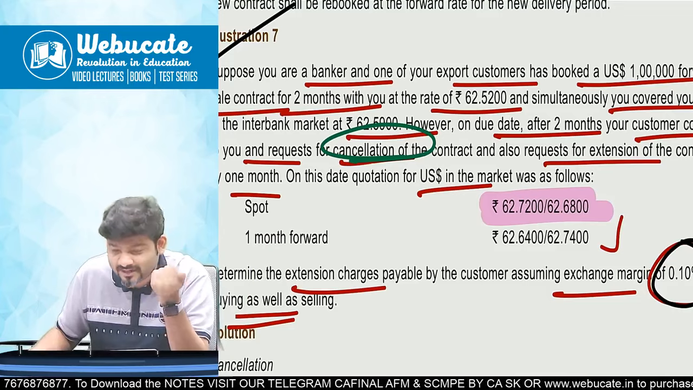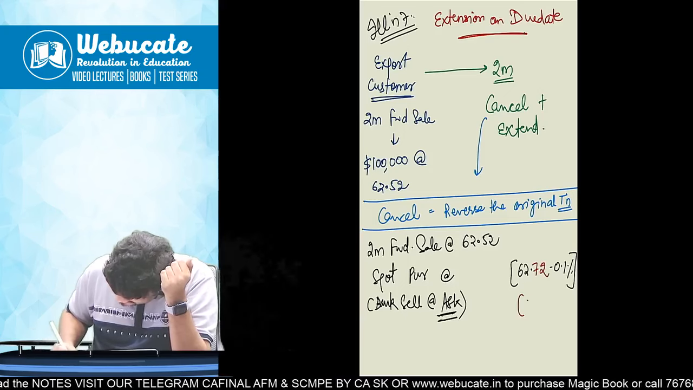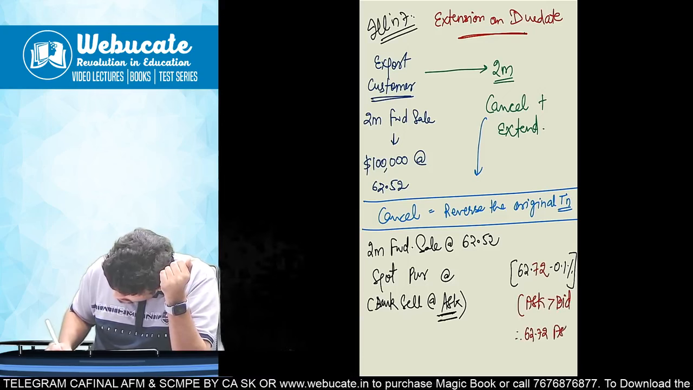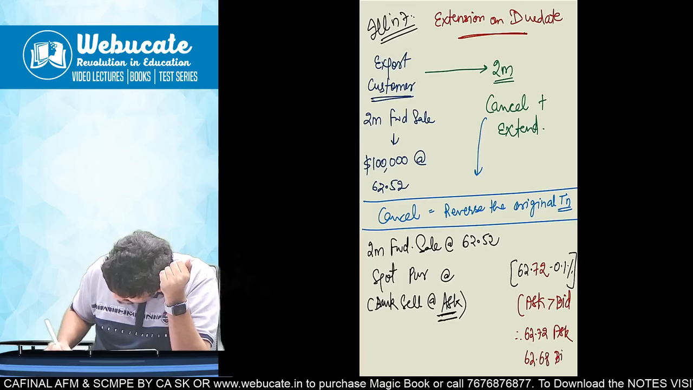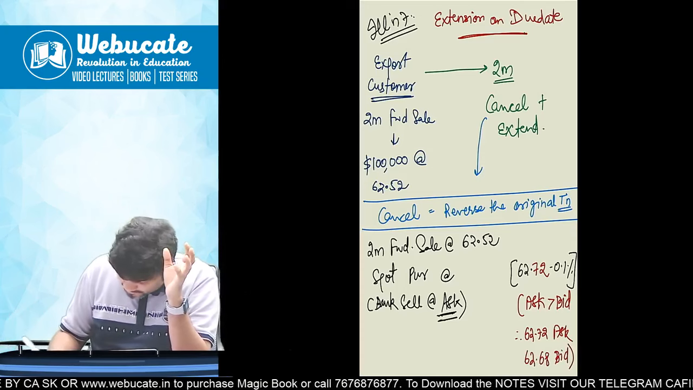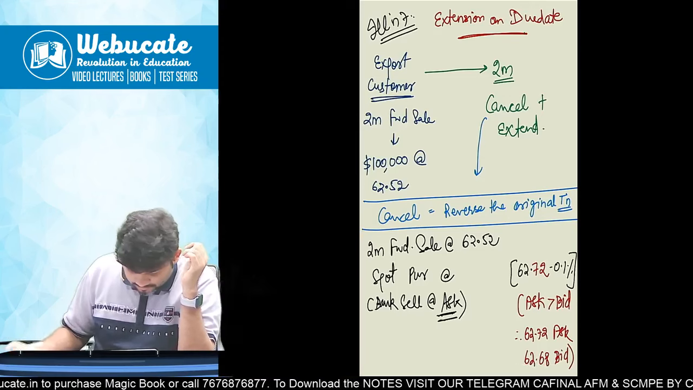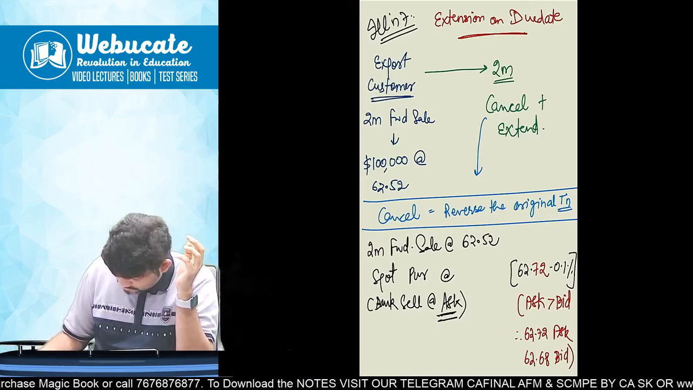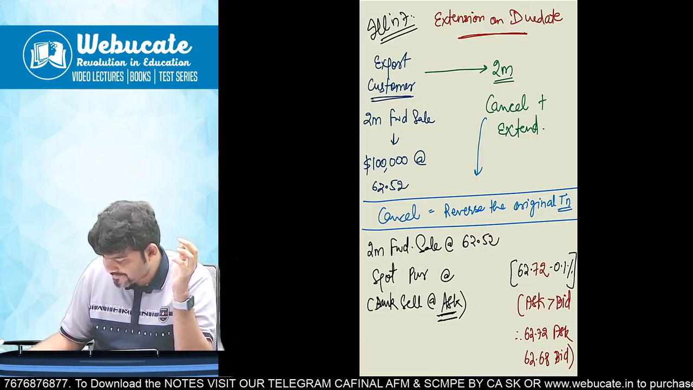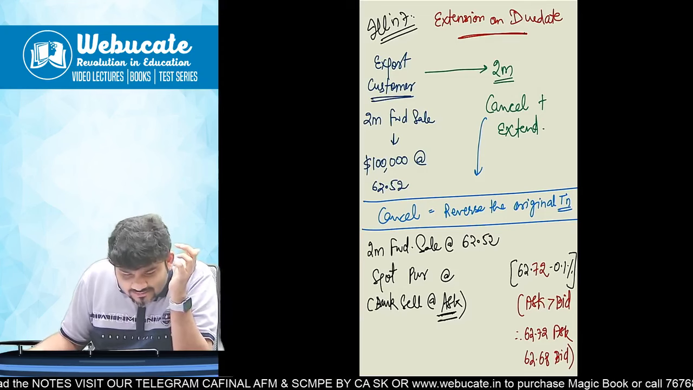Always ask is greater than bid. So 62.72, ask greater than bid. 62.72 ask, 62.68 bid. Okay. So from 62.72 minus 0.1%. So it will be how much? Sixty two point six five seven two eight. 62.783.